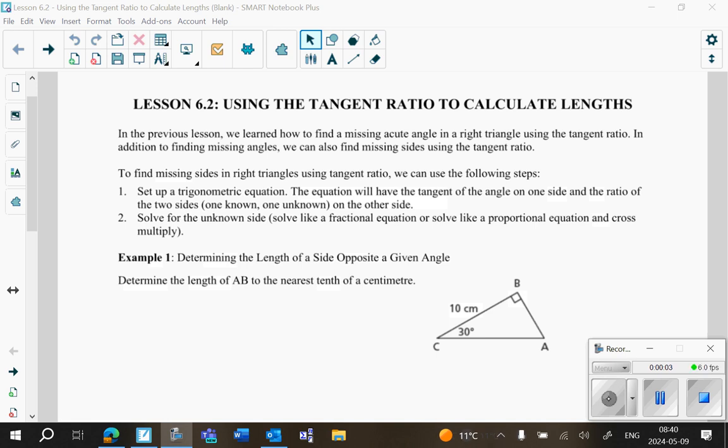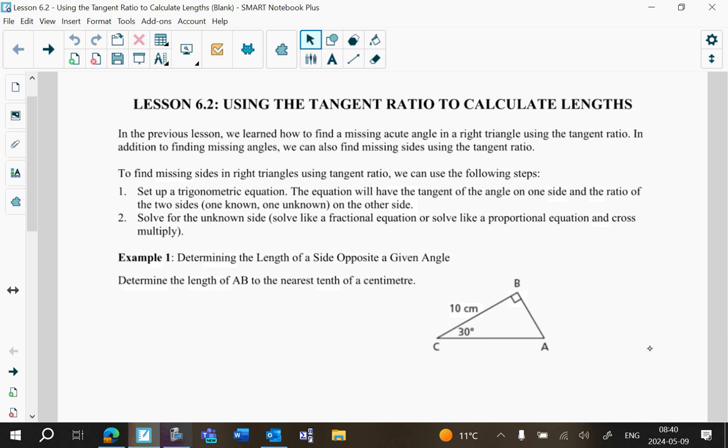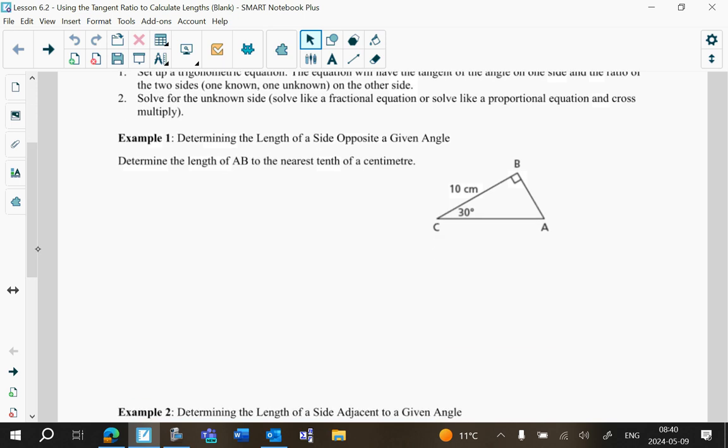So we have been talking about this tangent ratio, what it means, and how we can use it to find a missing angle in a right triangle if we're given two sides. We can also use the tangent ratio to find missing sides if we're given one of the acute angles and one of the sides. All this is about is setting up an equation and then solving it using your skills in algebra. So if you look at this first example, we're asked to find the length of AB.